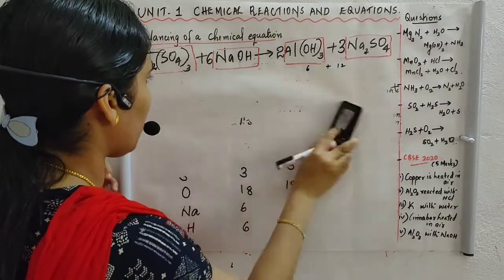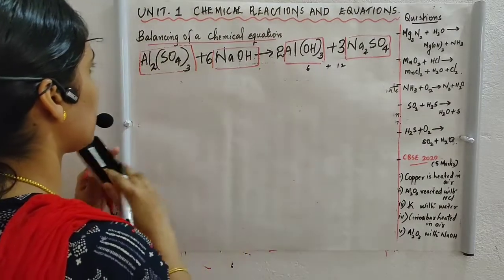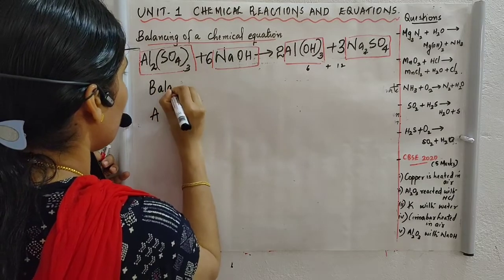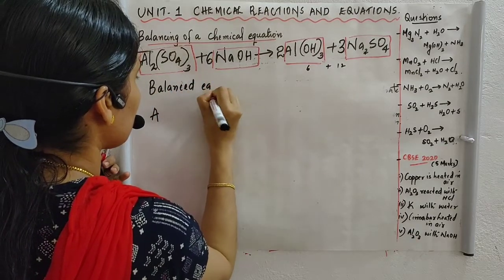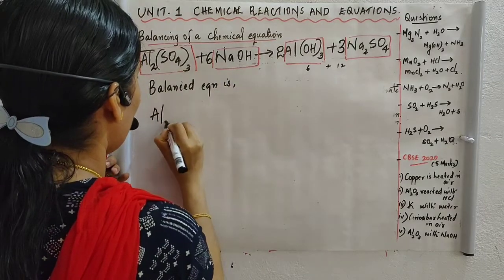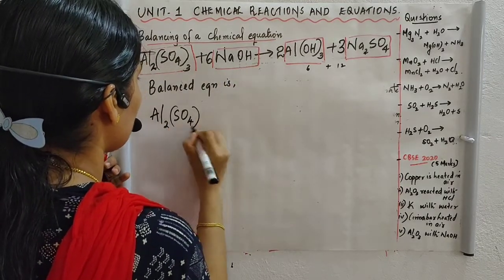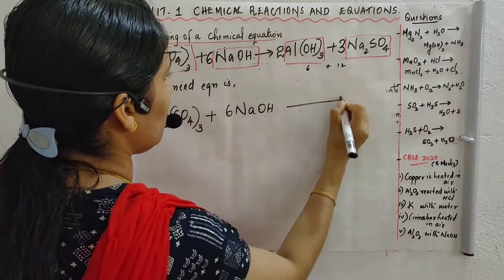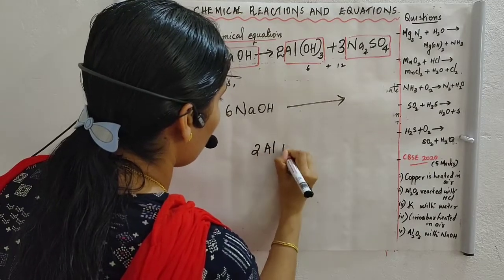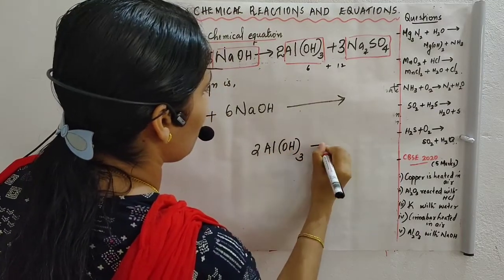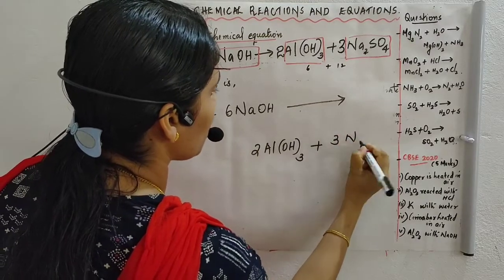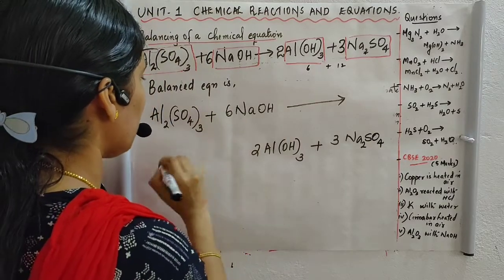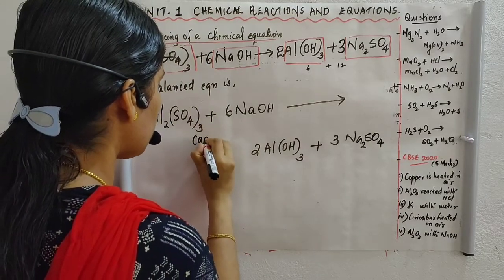So after getting the balanced equation, just to express the state symbols too, that means our balanced equation is Al2(SO4)3 plus 6NaOH gives 2Al(OH)3 plus 3Na2SO4. So after getting the balanced equation, you just express the state symbols too.